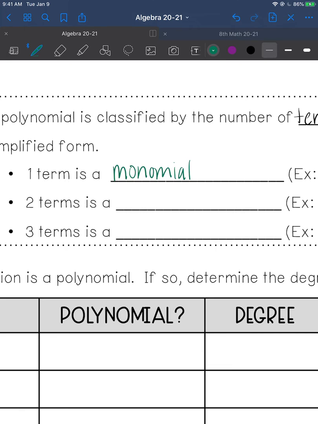If it's 2, it's a binomial. Do you see the prefixes we're using here? Anybody want to guess what a 3 one is called? Trinomial? Absolutely. Trinomial.